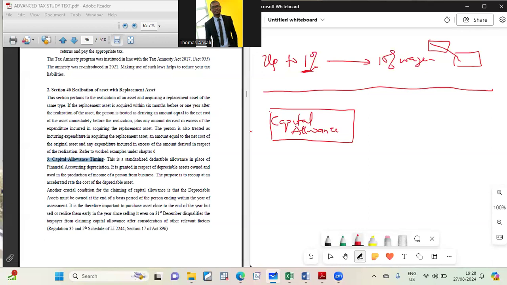So watch this. If I buy an asset, or I have an asset and I sell it on December 31st, 2023, if I sell my asset, will I get capital allowance for 2023? Per what I said earlier, will you get capital allowance for 2023?